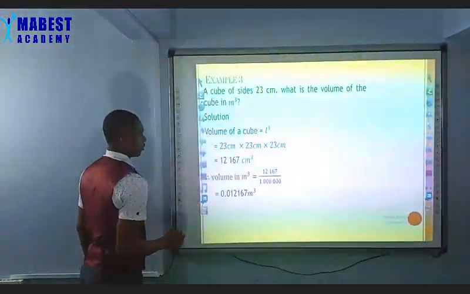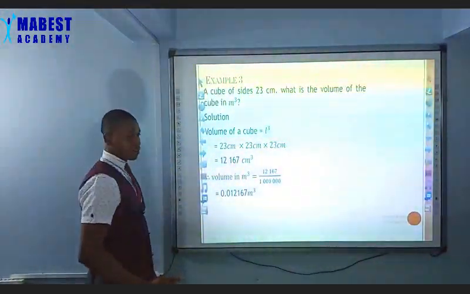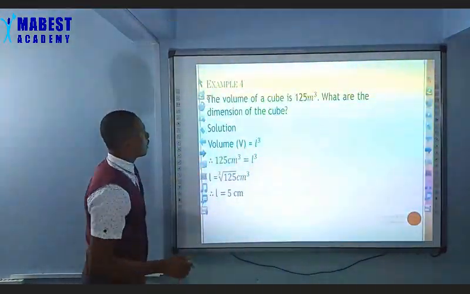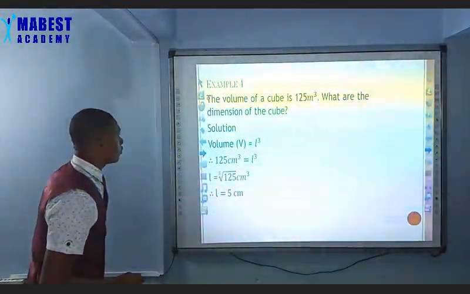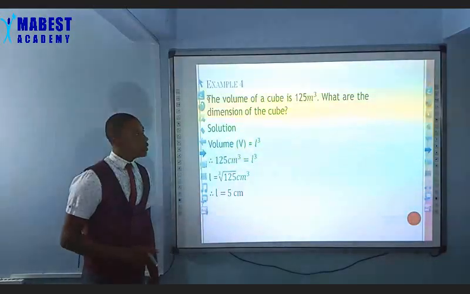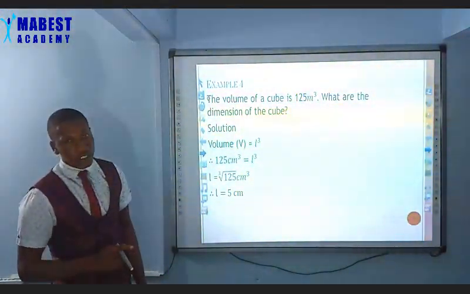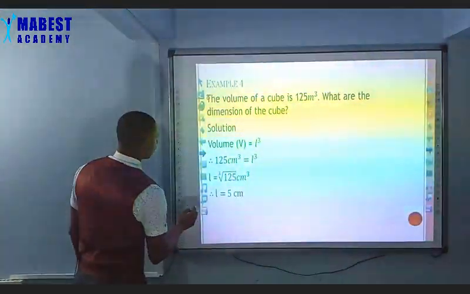Any question? Let's check. Yes, correct. Can we move on? Ask your question. Am I too fast? Okay. Now example 4, and I think it should be the very last example for today. It says the volume of a cube is 125 meter cube. What are the dimensions of the cube?